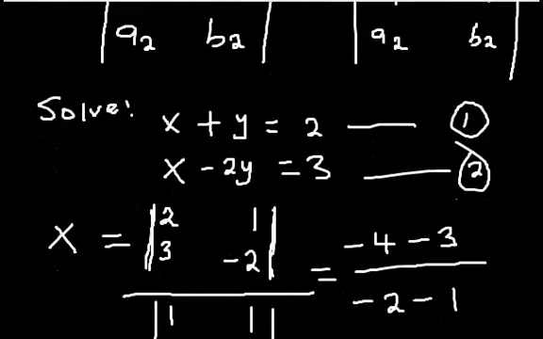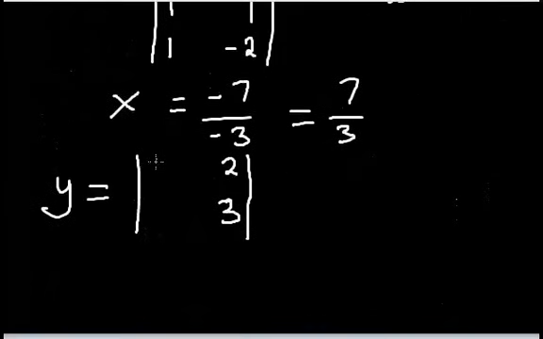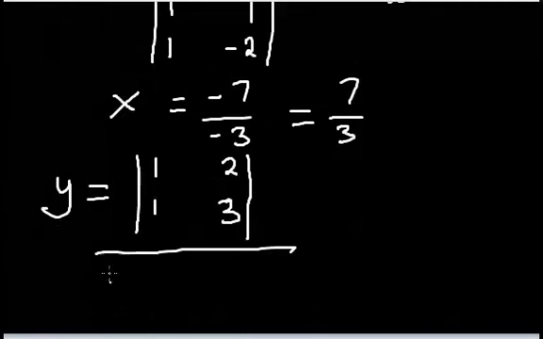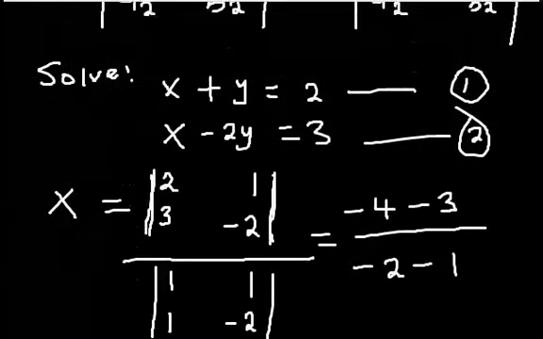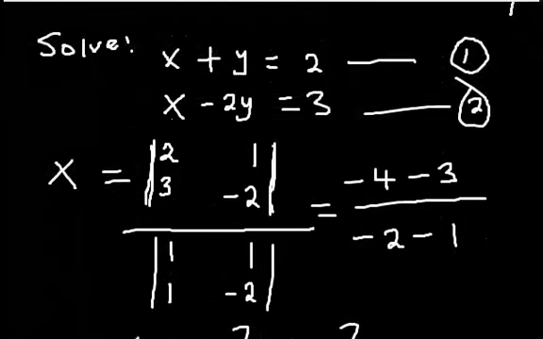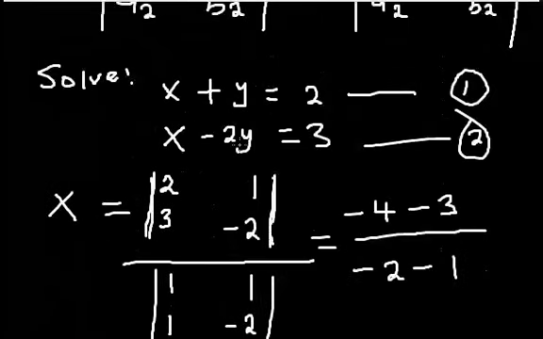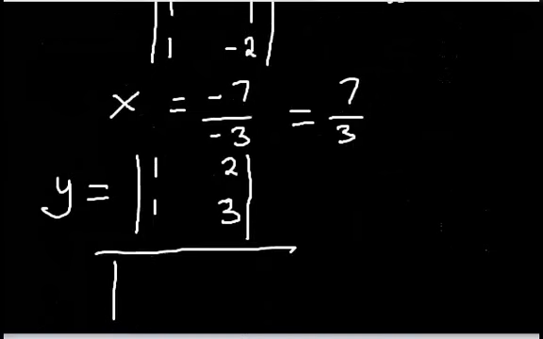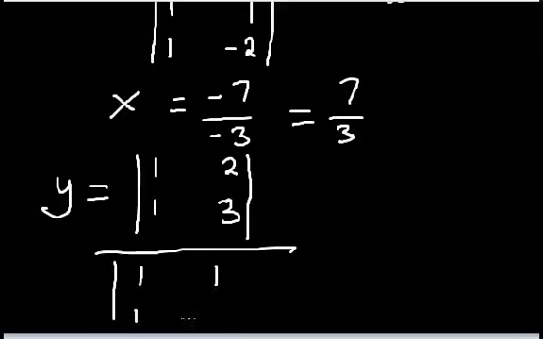and this time around the coefficient of x. So that's 1, 1, divided by the same denominator. All right, the coefficient of the variables: 1, 1, 1 minus 2.